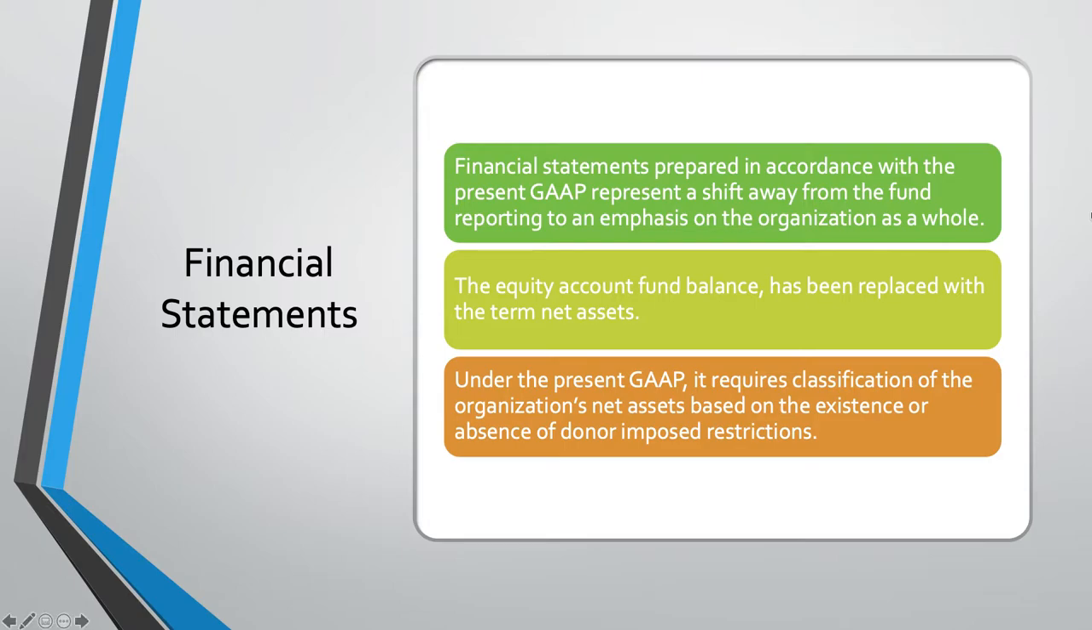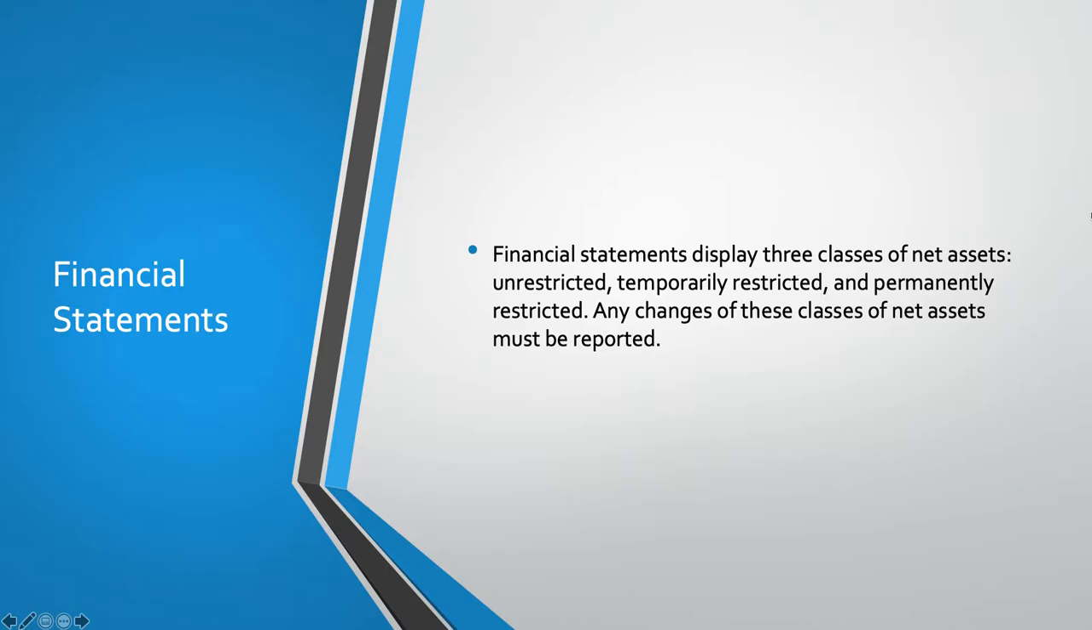So for financial statements, it displays three classes of net assets: unrestricted, temporarily restricted, and permanently restricted. Any changes of these classes of net assets must be reported. Okay. So these are very important for you to know when you're doing the non-profit organization's financial statements.